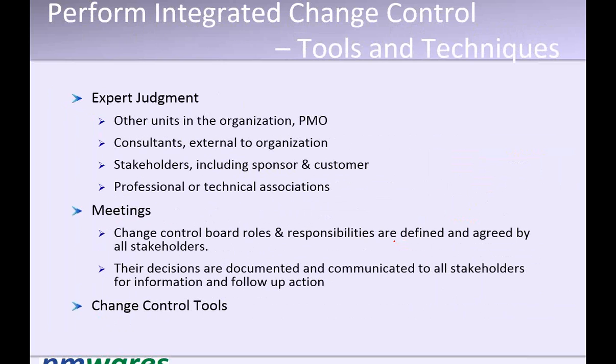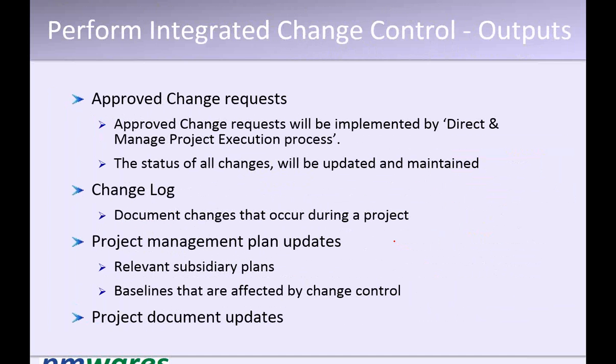If the Change Control Board rejects it, forget about it. If they accept it, implement it. Then there is no rethinking once it is accepted. You just implement it. Approve the change. This approved change request is one of the outputs.